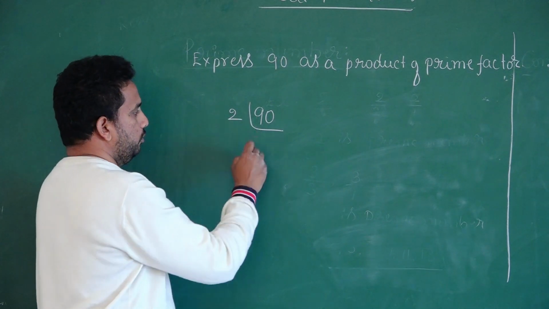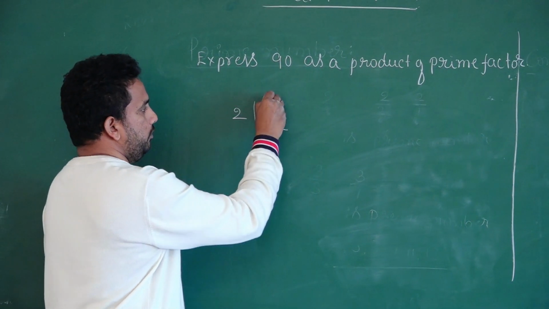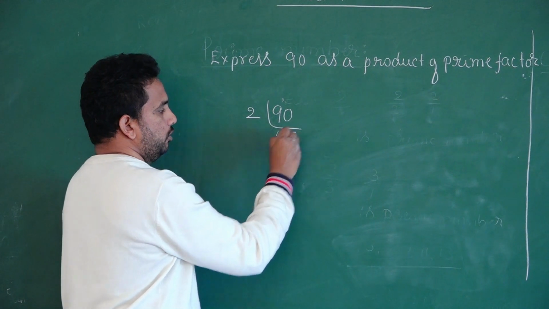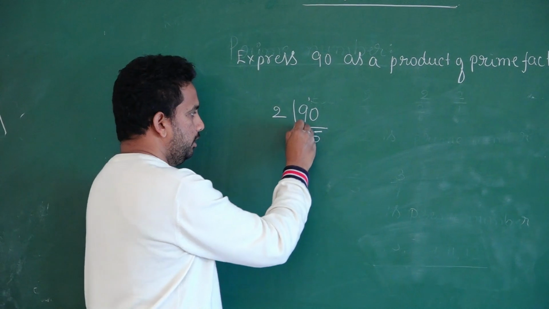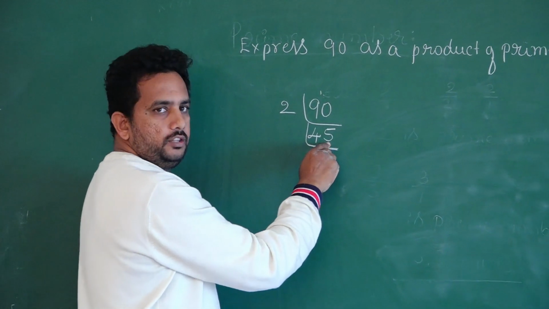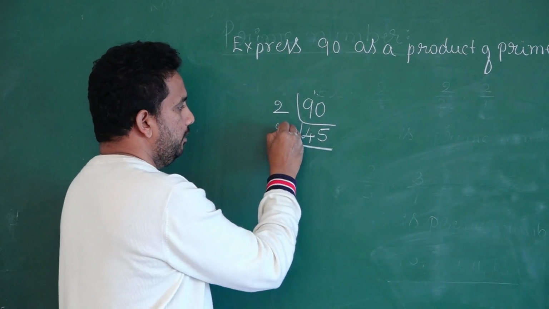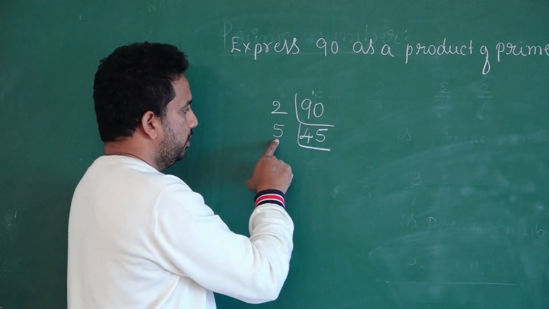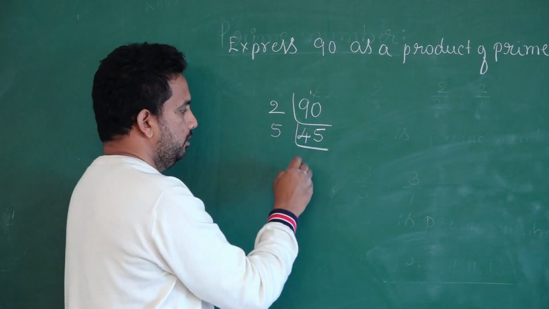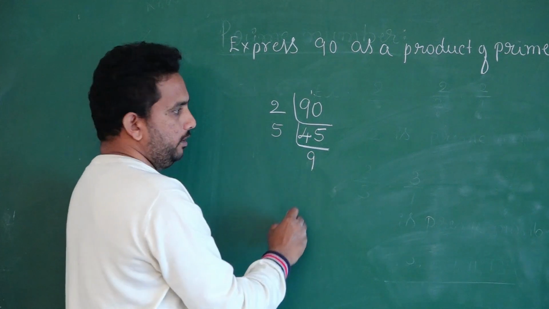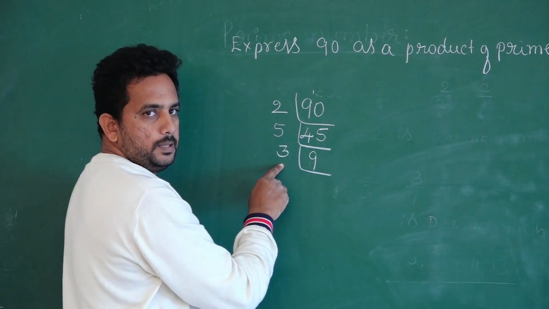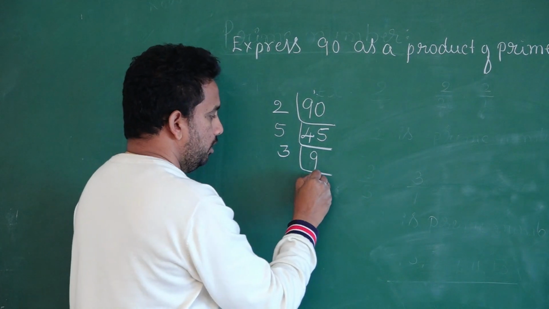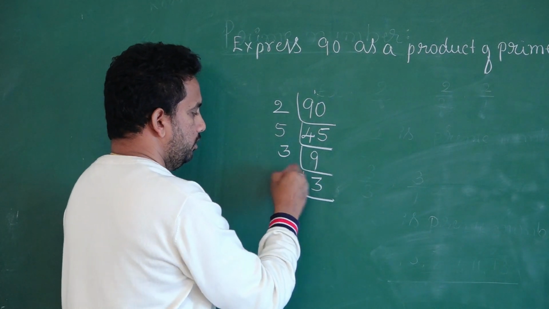So 2 fours are 8, 1 carry, 2 fives are 10. Okay, so 2 times 45 we get 90. The number ends with 5, therefore we can divide by 5, because 5 is a prime number. So 5 nines are 45. Now 9 we can divide by 3, so 3 is a prime number. 3 threes are 9, 3 ones are 3.